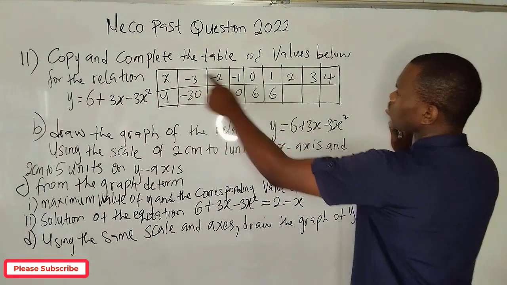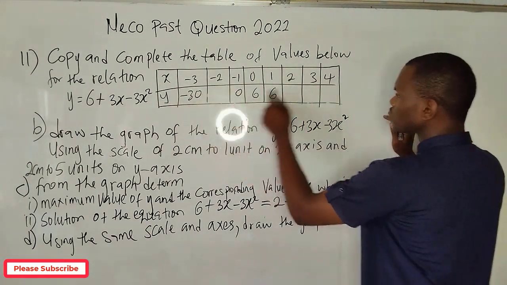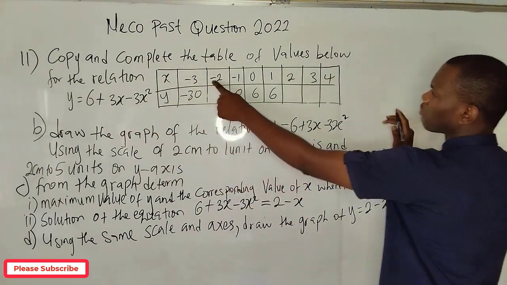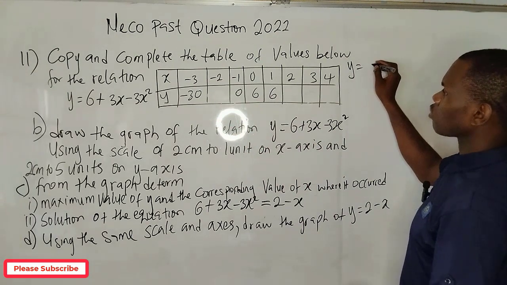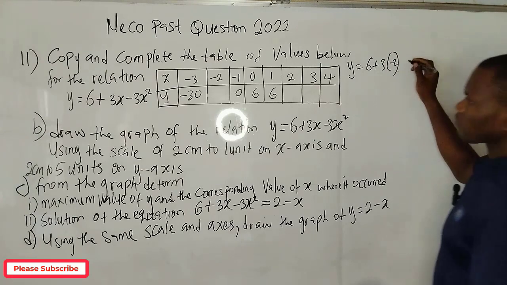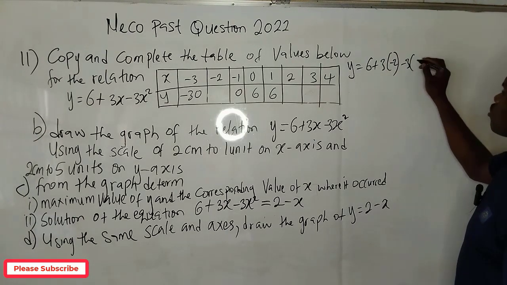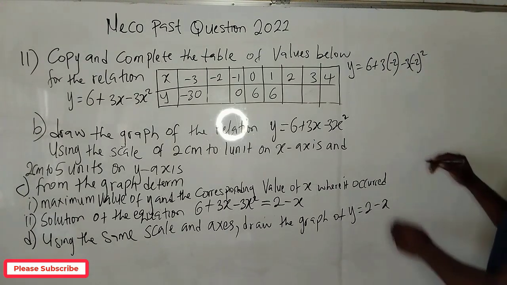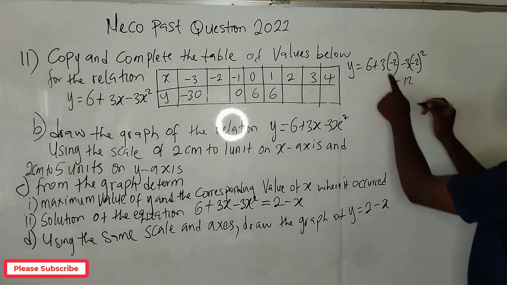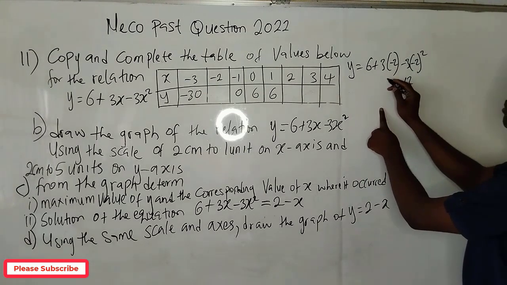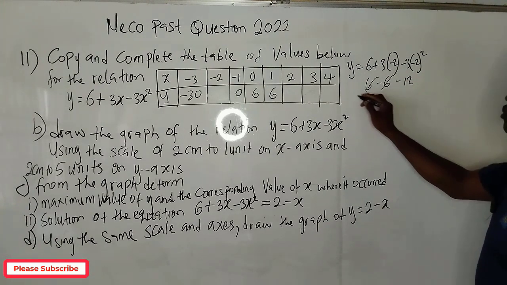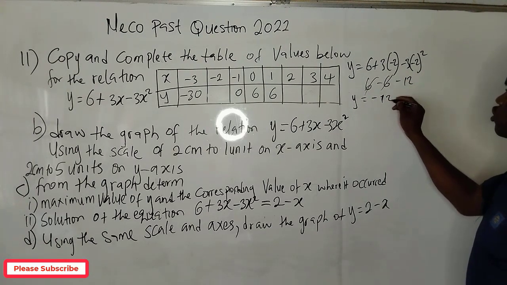So let's substitute the values of x to get the corresponding values of y using this equation. 3 has been solved. I will solve for minus 2. So I have y equal to 6 plus 3 into minus 2 minus 3 into minus 2 squared. Minus 2 squared is 4, times minus 3, I have minus 12. 3 times minus 2 will give me minus 6. Then we bring down 6. 6 minus 6 is 0. So my y will be equal to minus 12.